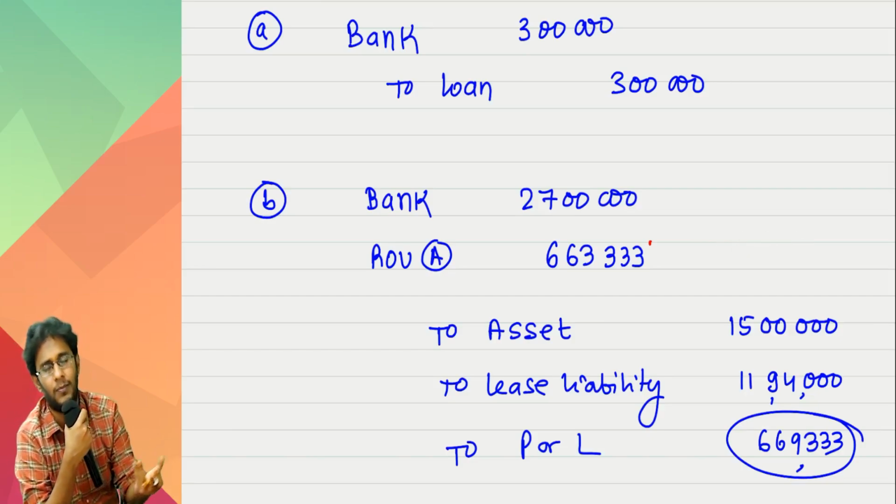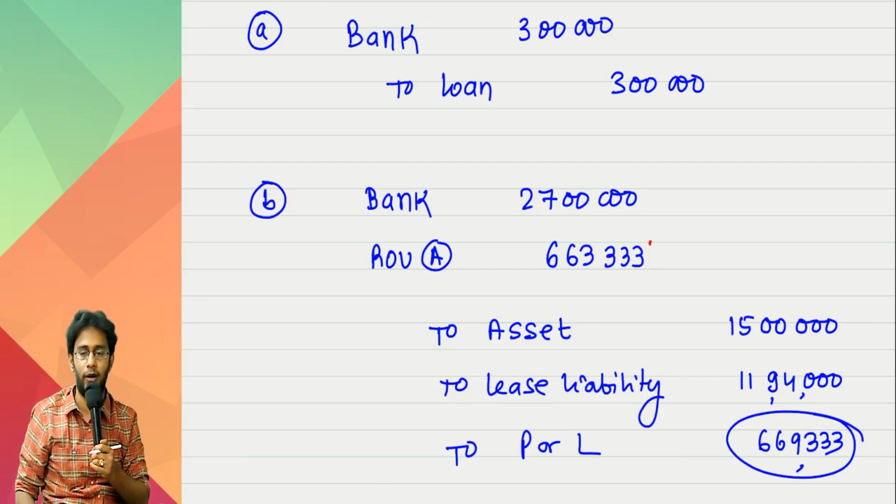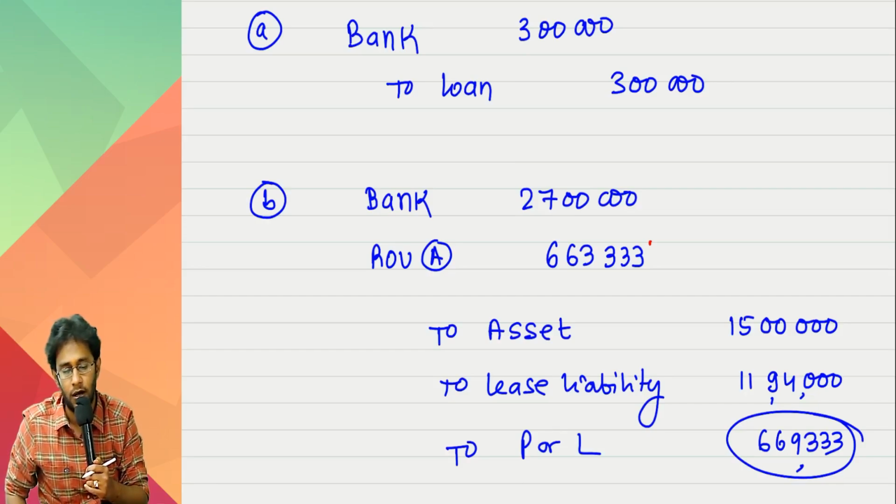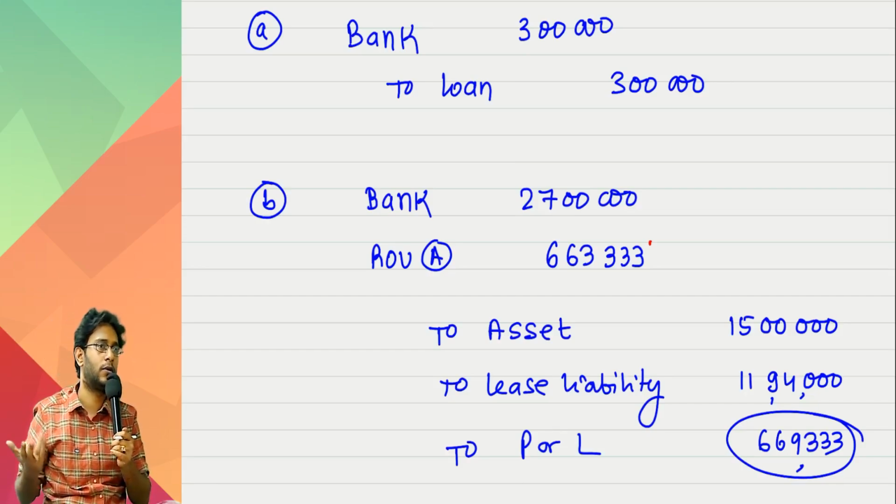That's all. Hereafter what will happen? What should I tell you, sir? You all know. The ROU asset will be depreciated. Lease liability, you should apply amortized cost method. Bank money, you enjoy. Asset is already derecognized. Over.